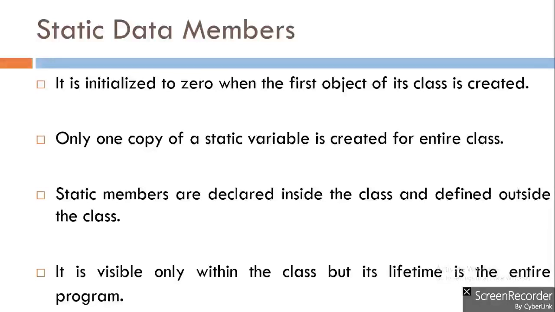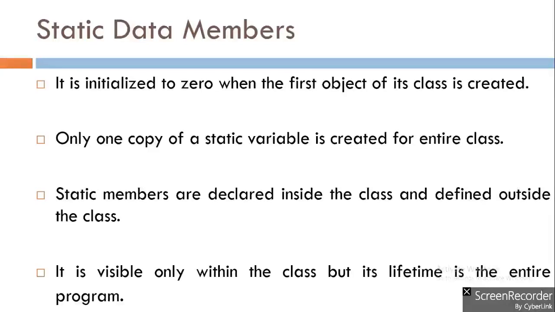Let's see. It is initialized to 0 whenever the first object of its class is created. Yes, it is one of the most important characteristics of a static data member. Only one copy of a static variable is created for the entire class. Yes students, it is a data member of a class, but as it is a static data member, only one copy of this variable is created in memory, and that copy will be shared by all the objects of a class.